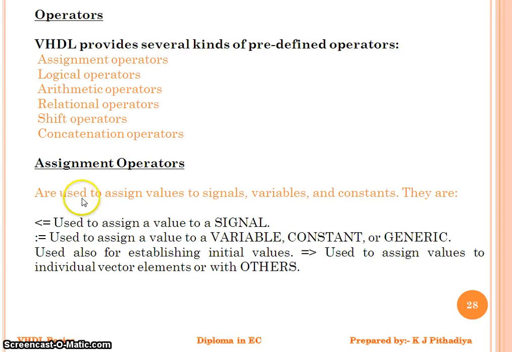Assignment operators are used to assign values to signals, variables and constants. This is the symbol used for a signal. This is the symbol used to assign a value to a variable, constant or a generic. Okay, so these two are not the same. This is for a signal, this is for a variable or constant. It is also used for establishing initial values, the starting value. This is used to assign values to individual vector elements or with others.